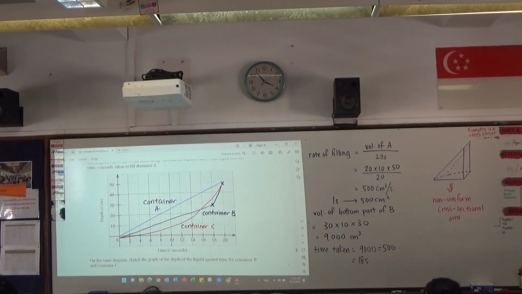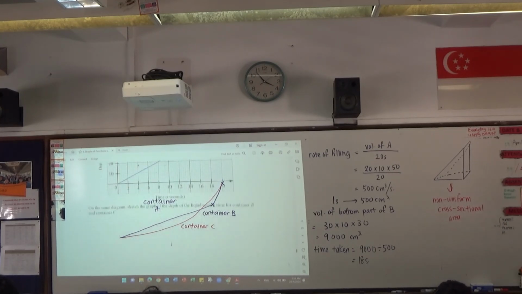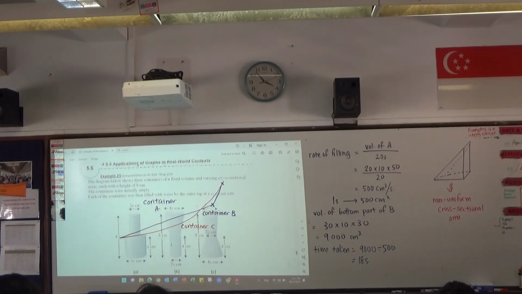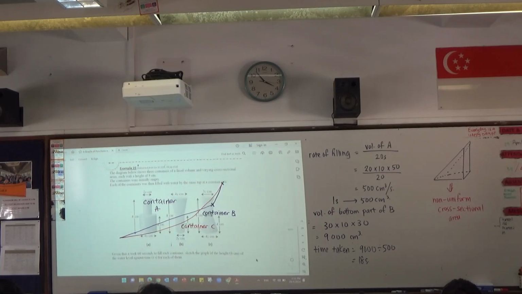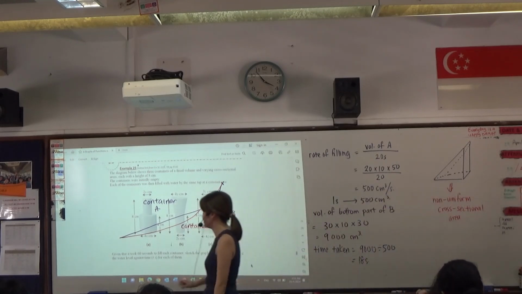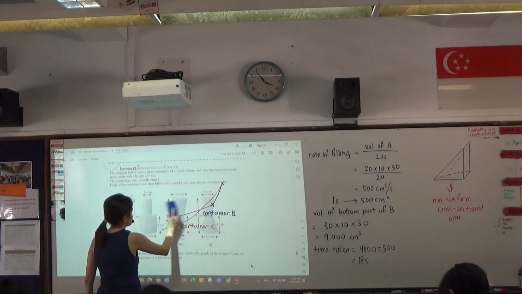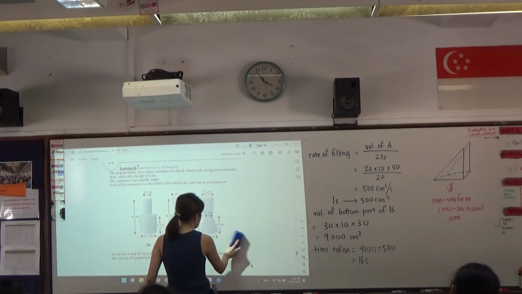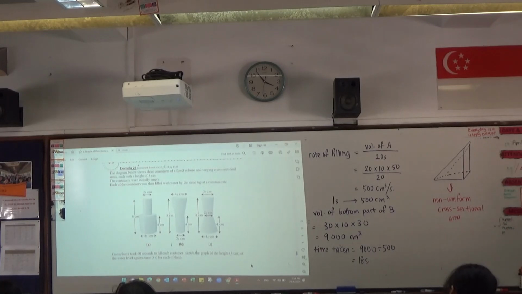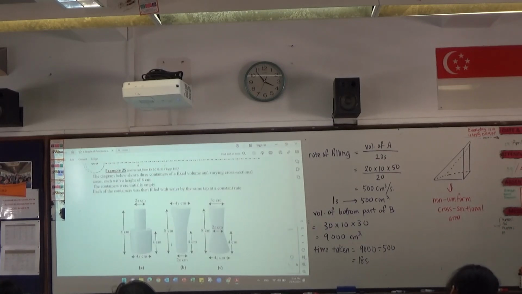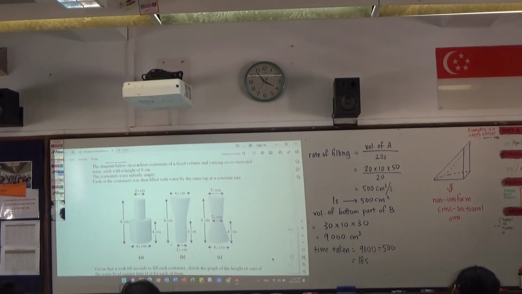Questions? We do one last one. Example 25, so that we are done with the same type of question. We look at example 25. Okay, let me zoom in now. Okay, example 25.